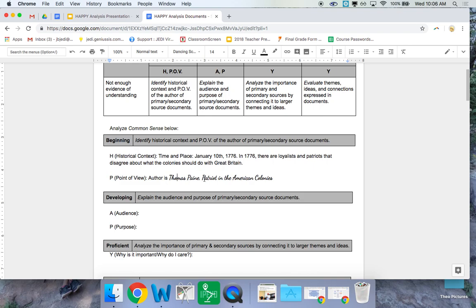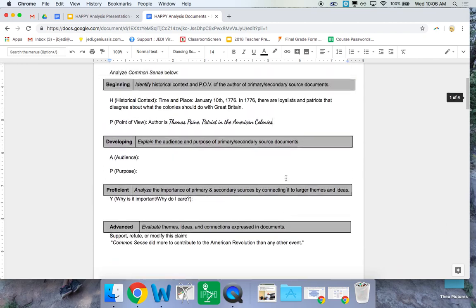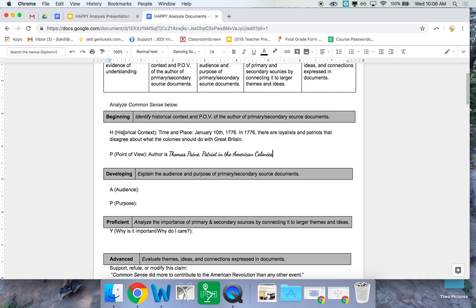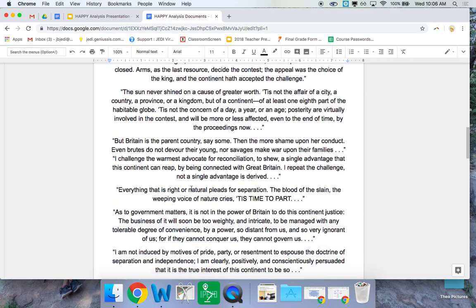Thomas Paine, my author, I know that he is a patriot. So that helps me understand, before I even begin reading this document, he's going to be in favor of breaking up with Great Britain. So I've got the beginning level down, and I haven't even read the document yet. Now I move on to developing the audience. Who would be meant to be reading Common Sense?